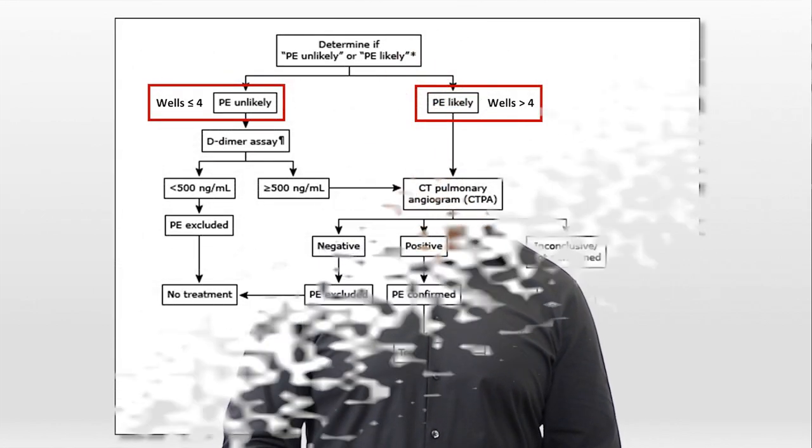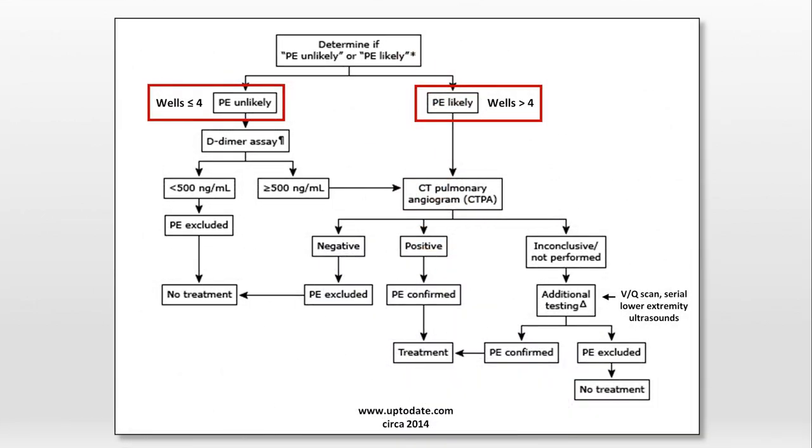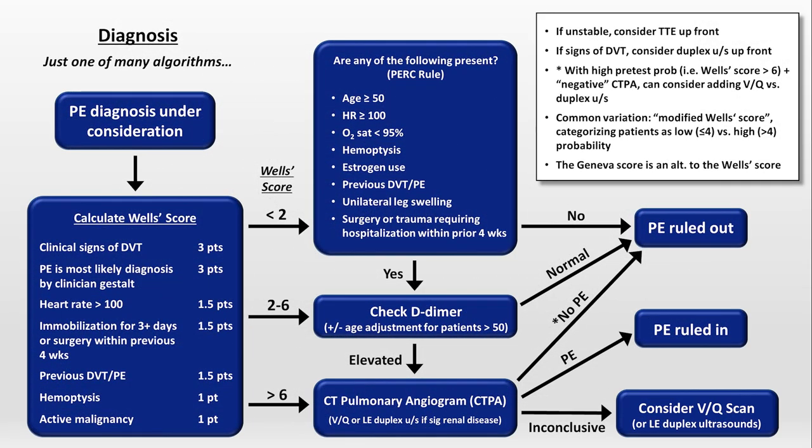The second question was, what should be the next test ordered? As with many clinical prediction rules, we can use the score within the context of a published algorithm that will help us here. With PEs, there are dozens upon dozens of published diagnostic algorithms. For example, here is one from UpToDate circa 2014 that incorporated the 2-tiered approach to the Wells score. However, I prefer this algorithm for diagnosing PEs, taken from my own video on this diagnosis.